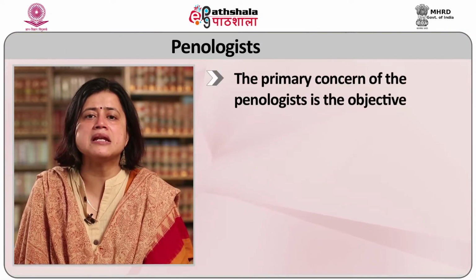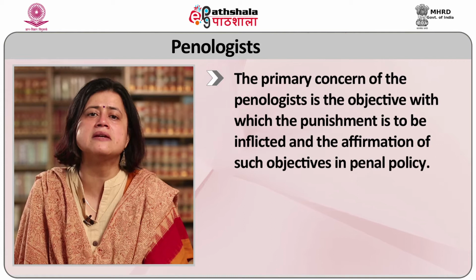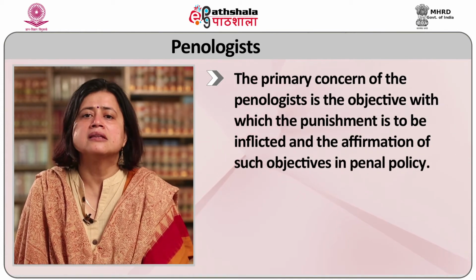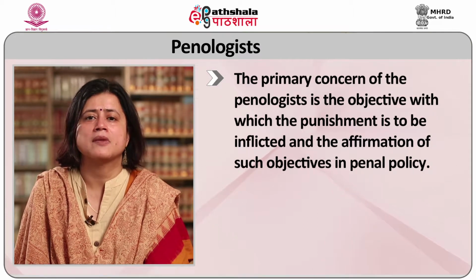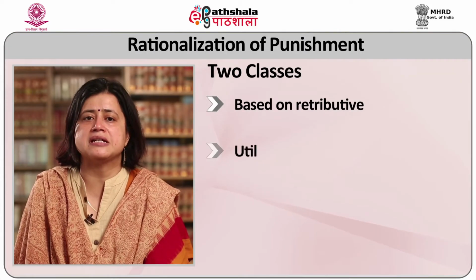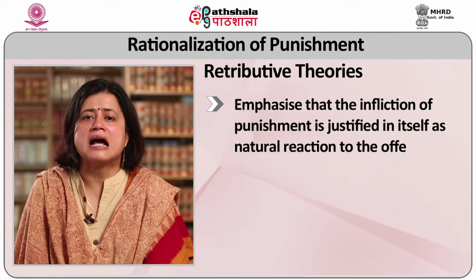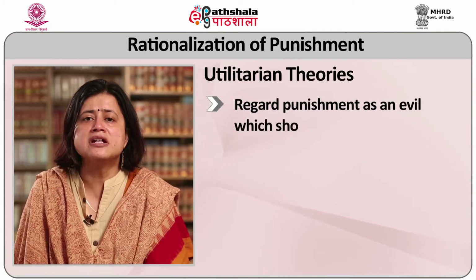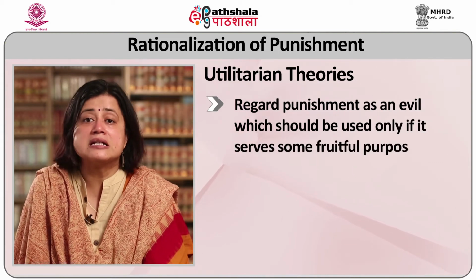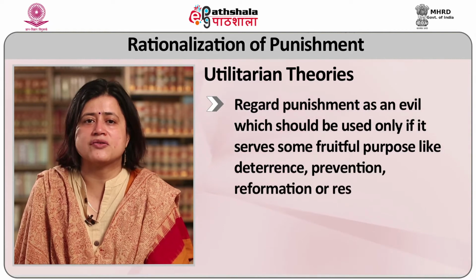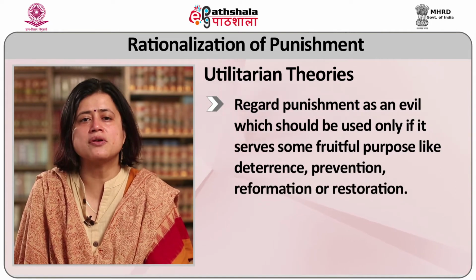In recent times, the primary concern of the penologists is the objective with which the punishment is to be inflicted and the affirmation of such objectives in penal policy. The rationalization of punishment may be divided into two classes based on retributive and utilitarian theories. While the retributive theory emphasized that the infliction of punishment is justified in itself as a natural reaction to the offense, the utilitarian theories regard punishment as an evil which should be used only if it serves some fruitful purpose like deterrence, prevention, reformation, restoration.